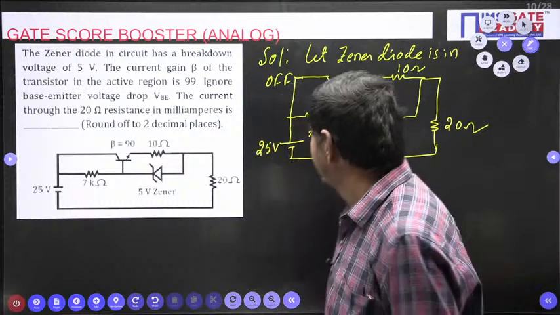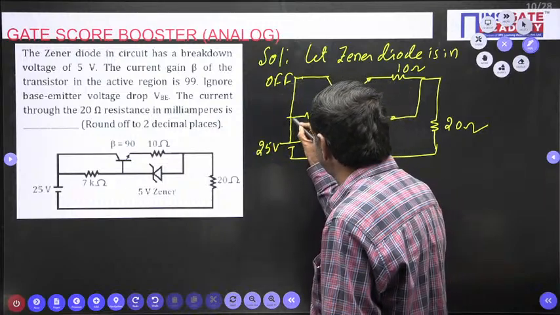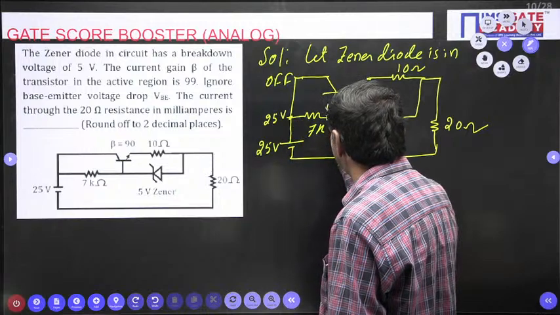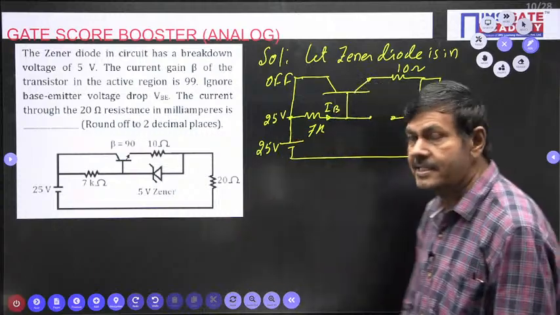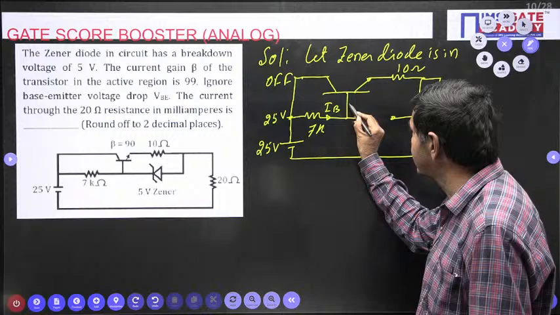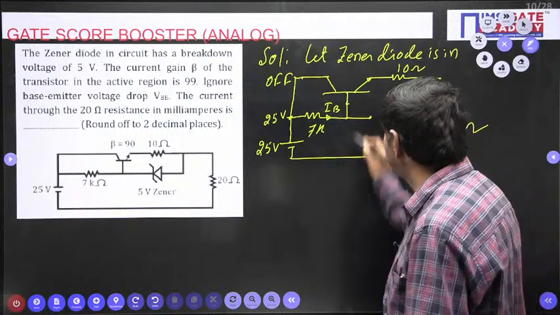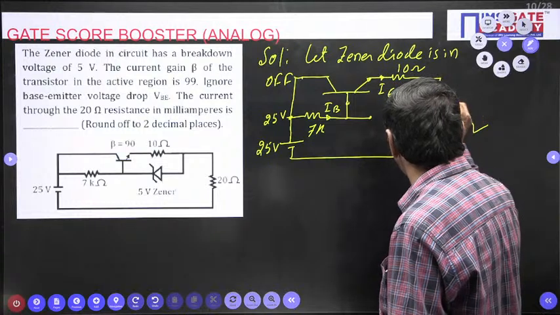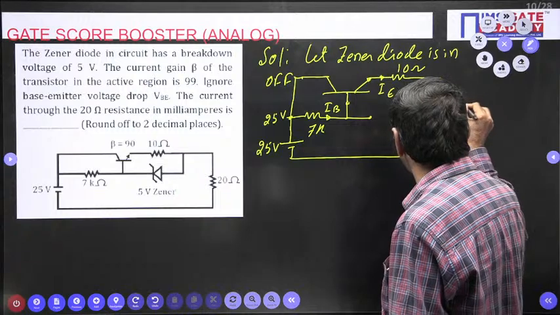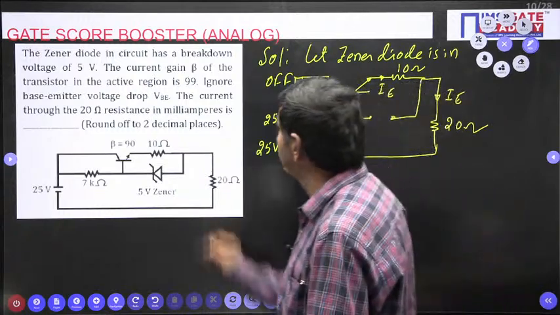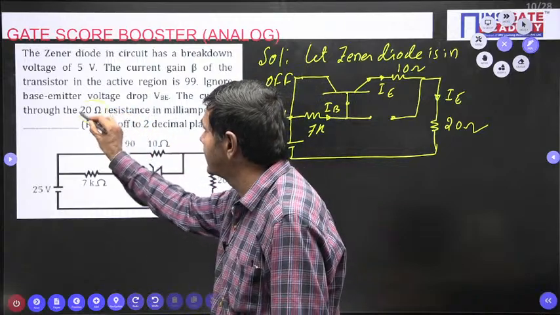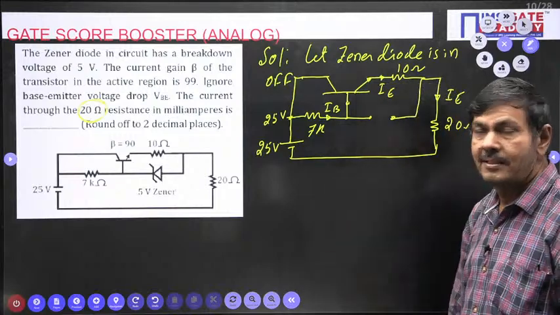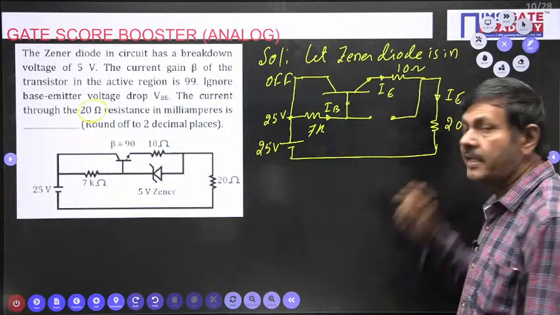Understand my point? Here, this voltage is 25 volts, no doubt. This current is nothing but the base current of this transistor, because the same current is going to flow this side also. You know very well, this current must be the emitter current only. Even the current across this 20 ohm is the same IE only. But the problem is asking to find the current through the 20 ohms. What current is passing across 20 ohms means the same IE only.